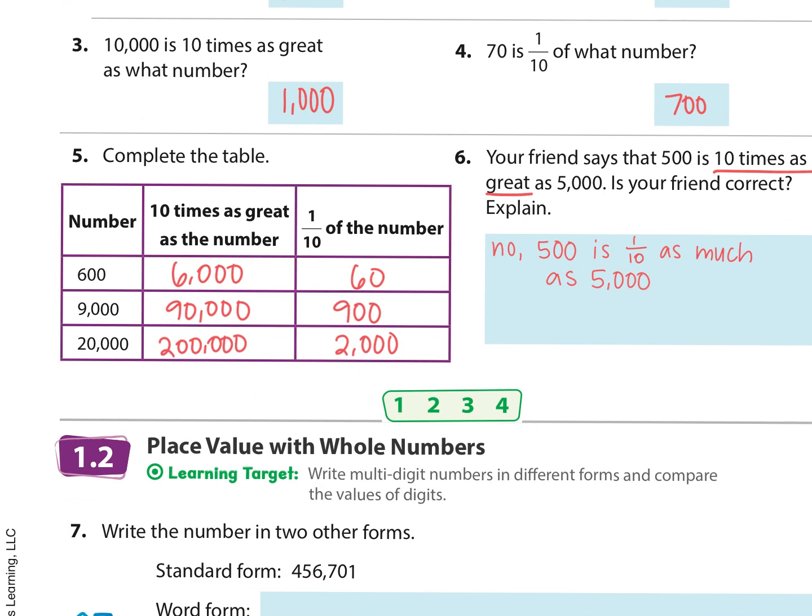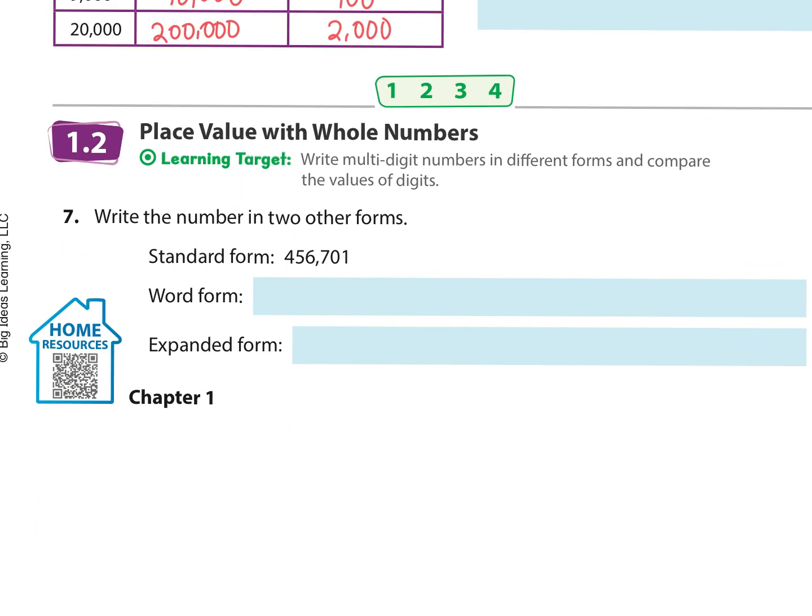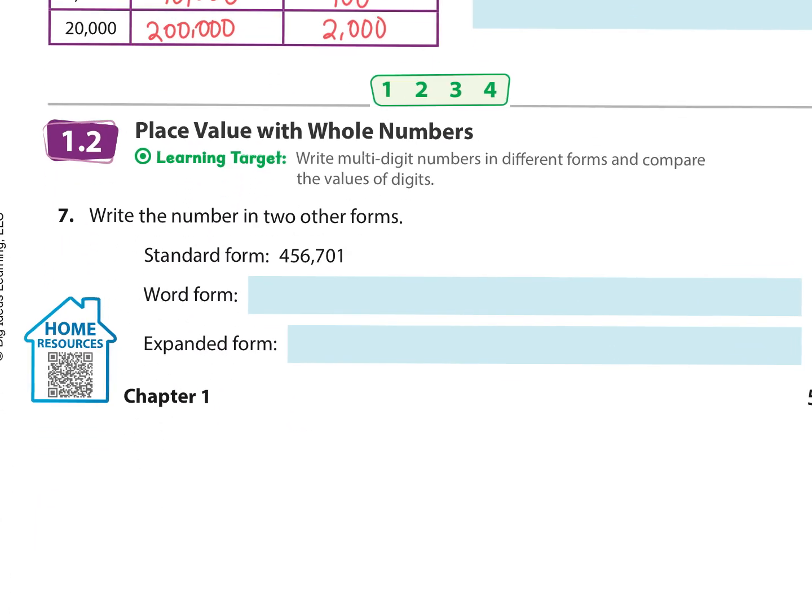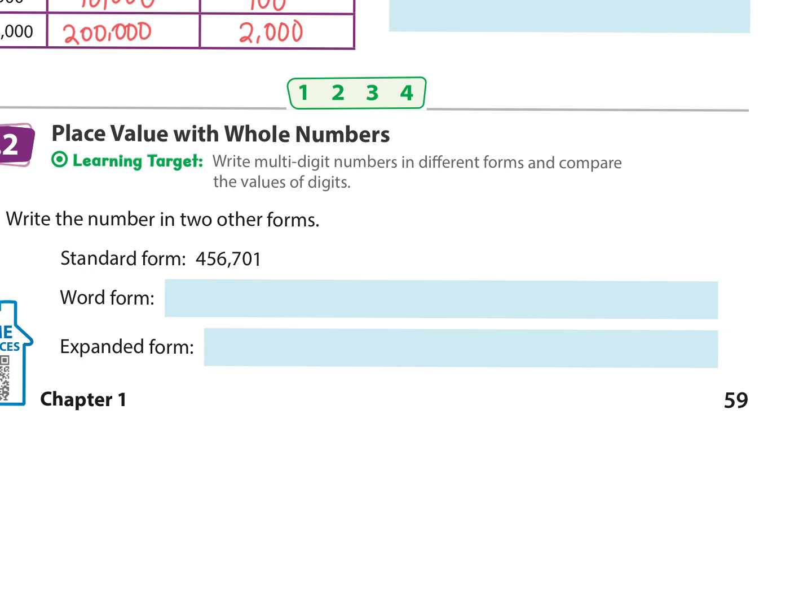Okay, moving down to number 7. I'm going to write this number in word form, so I'm just going to read it first. I got to read it before I can write it. How do I say the standard form of that number? How do I read it? 456,701. Beautiful.